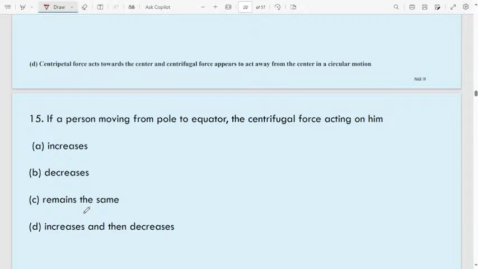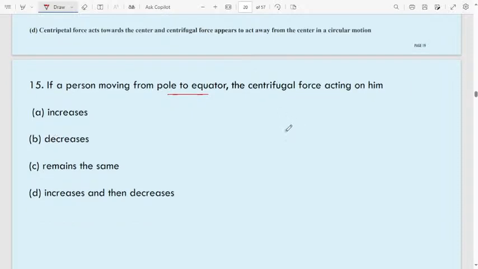Question number 15. If a person is moving from pole to equator, the centrifugal force acting on him... I will draw the Earth here. It will be a little oval shape, not a complete circle. Consider this is the center, this is a pole, this one is the equator. See, from the center to the pole the distance is less compared to the center to the equator. When you observe, only then you will come to know.